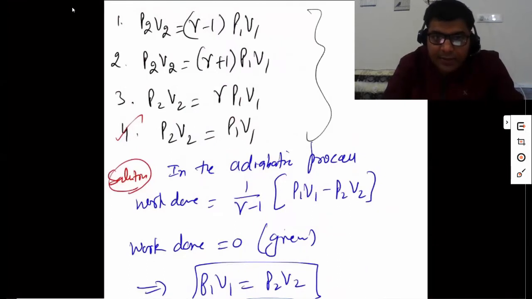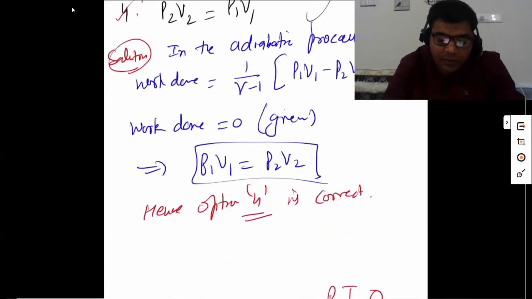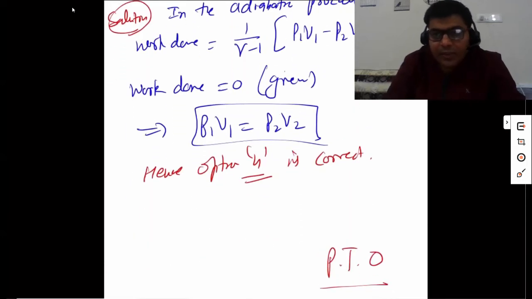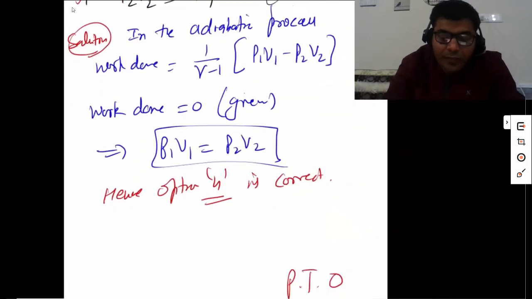And if I see the work done in the adiabatic process is 1 over gamma minus 1 times P1 V1 minus P2 V2. If the work done is 0, then we'll get P1 V1 is nothing but P2 V2. So option 4 is correct. Although it was asked in a multiple correct question, even then only one option was correct according to me.